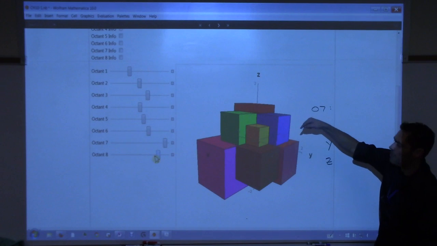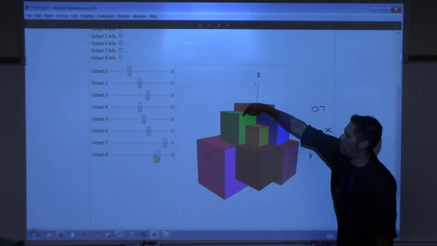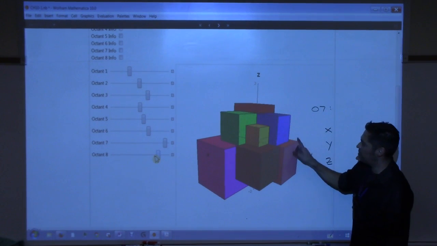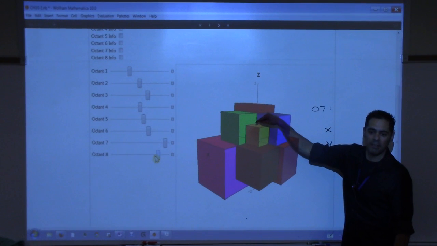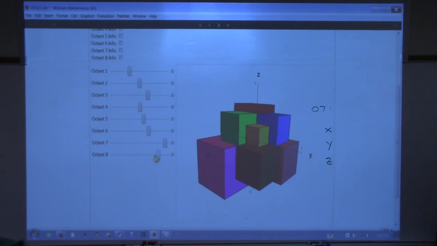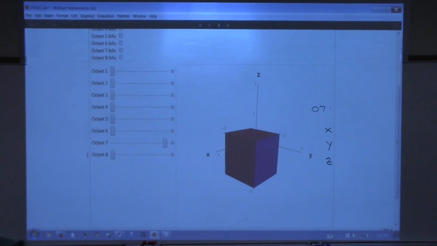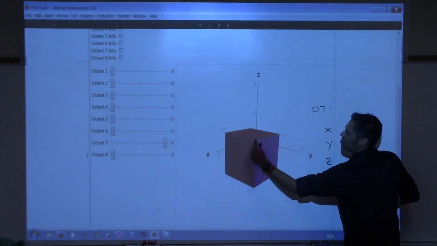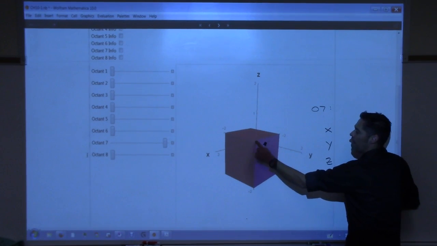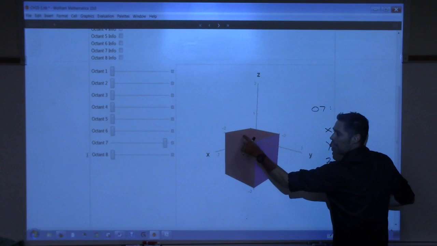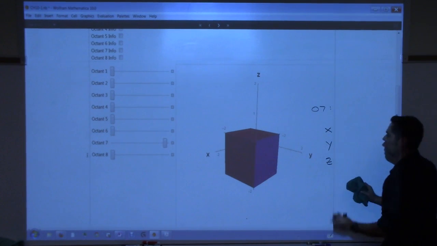So I'm going to count myself around. 1, 2, 3, 4. That's 5, 6, 7, that back one, right? On the bottom behind. So what I'll do is take all those other ones out of there. There it is, that back one. So the x coordinate is negative, the y coordinate is negative, and the z coordinate is negative. So they're all negative.